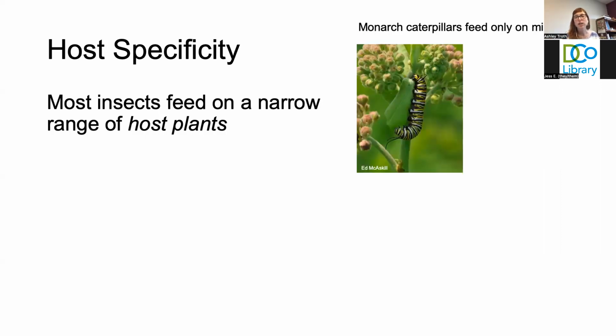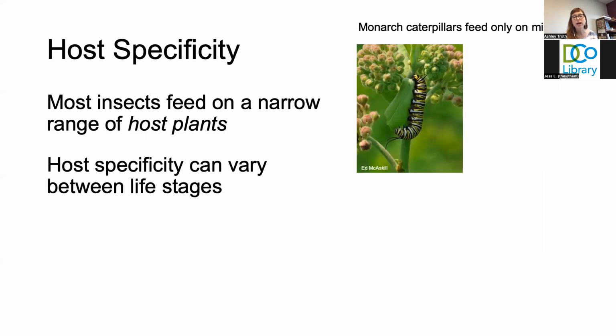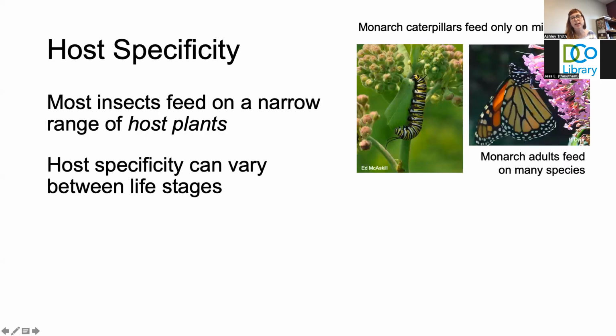So, right, monarchs feed only on milkweeds. And it can change over the course of the life as well. So host specificity. Monarch caterpillars eat only milkweeds, but the butterflies will actually feed on a number of different types of plants, right? Because they're getting nectar and they don't care anymore.